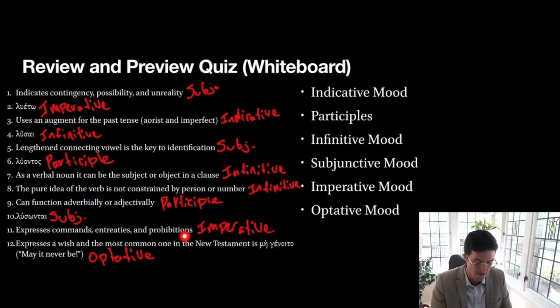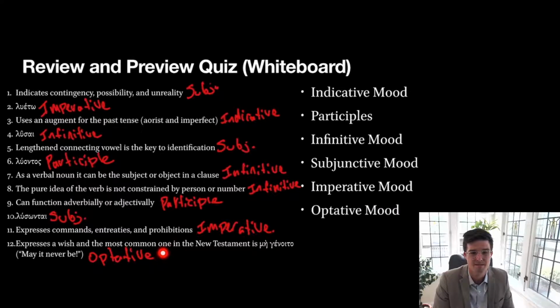And then the two that we're going to introduce in this video, the mood that expresses commands, entreaties, and prohibitions is going to be the imperative mood. And so of these three, commands, entreaties, and prohibitions, really think about the imperative as the mood of command. That's how you're going to see it used most often. And then lastly, the mood that expresses a wish. And as I said on that last slide, the most common one is me genoita, is the optative mood.